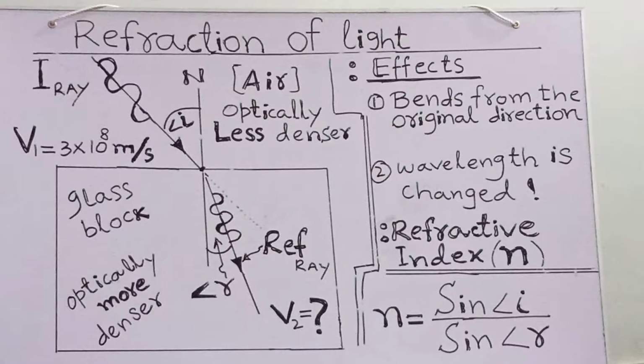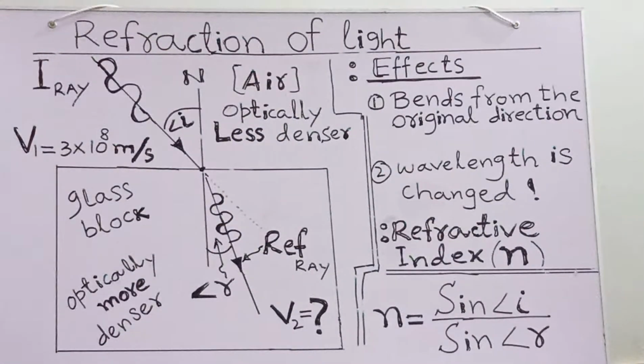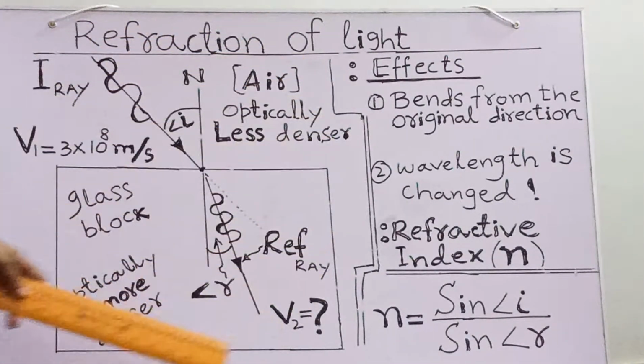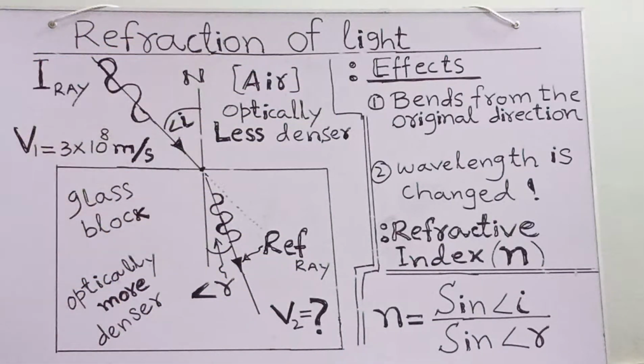This video is about the refraction of light. The refraction of light is an optical phenomenon, and it involves two mediums, like air and water, air and glass, or whatsoever. So look at this diagram. This diagram explains the phenomenon of refraction of light.